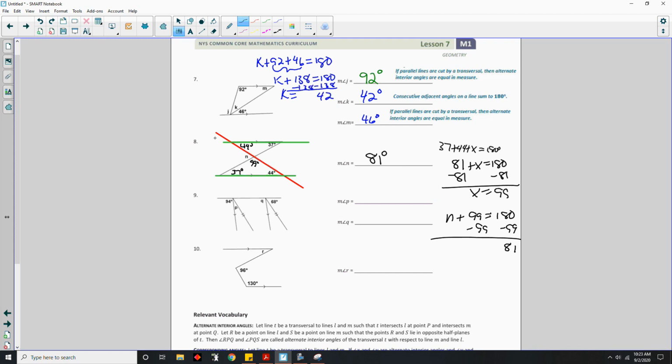And remember that trick I told you. If you see this diagram, parallel, parallel, and then two transversals meeting at a point, all you do is take the sum of these, 37 plus 44, and that is what? 81.